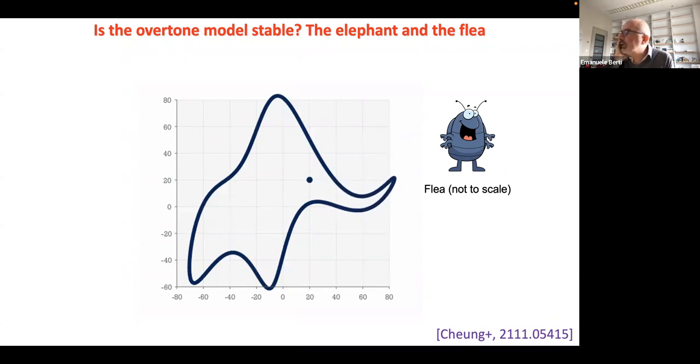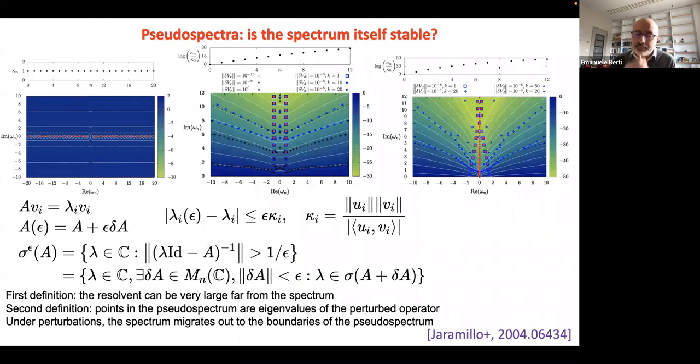And one question is, when I fit my elephant, is the fit of the elephant stable under perturbations? So if I have a flea and I have a small perturbation of my original potential, is the quasi-normal mode spectrum itself stable? Are the overtones in particular stable? Because maybe it doesn't even make sense to fit with overtones if they are destabilized in realistic astrophysical conditions.